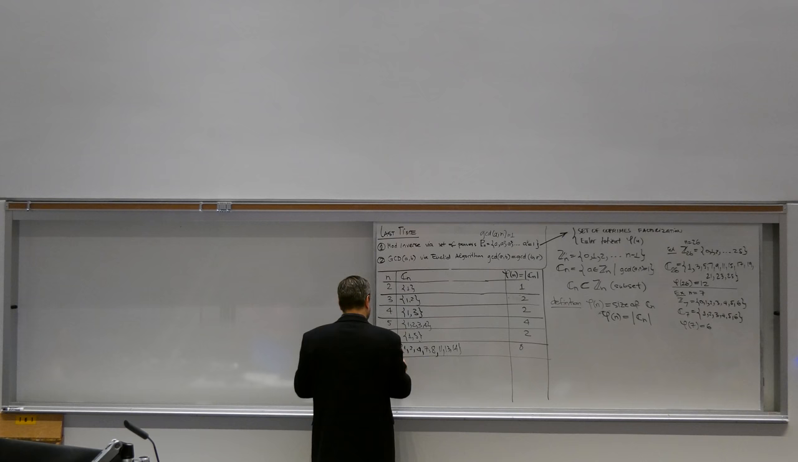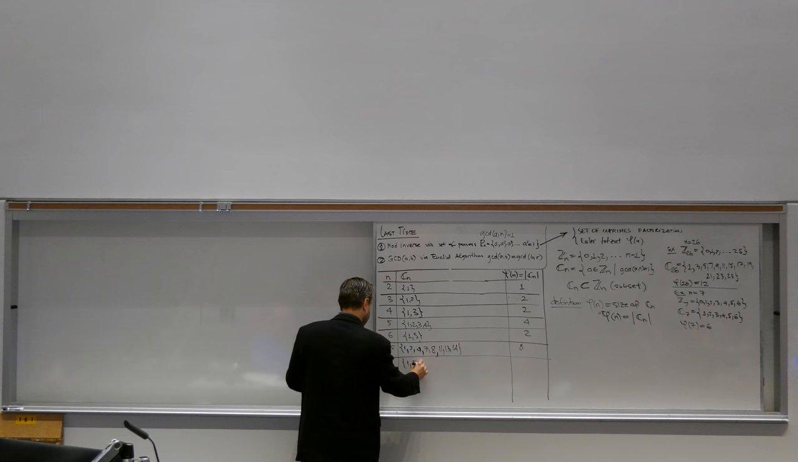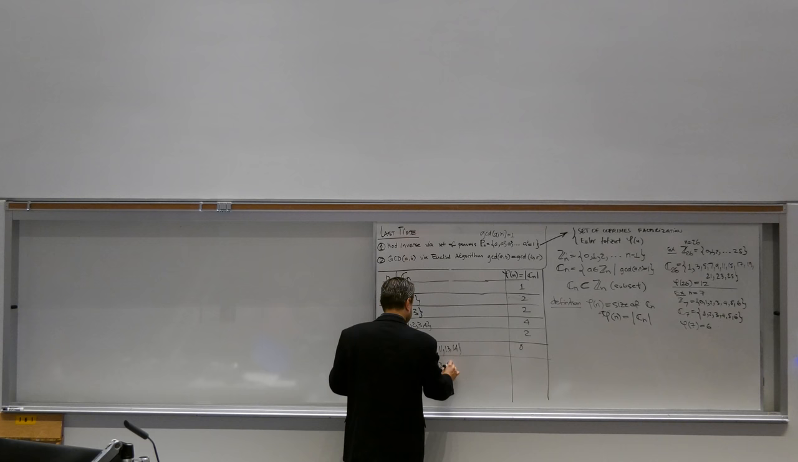How about, let's say, 18? What's in this set, in 18? One. Who else? Five. Seven. 11. 13. 17. How many?